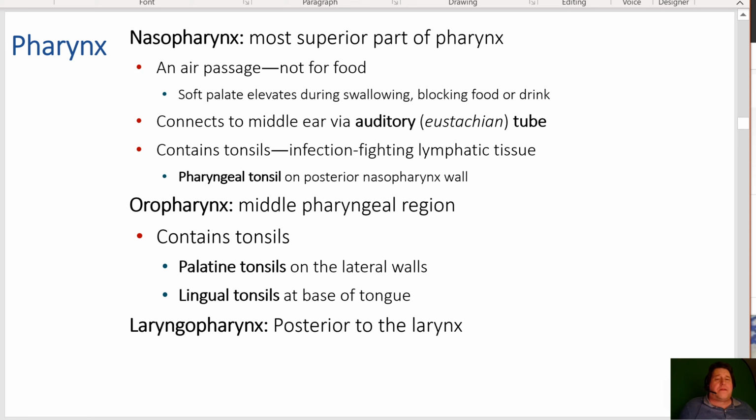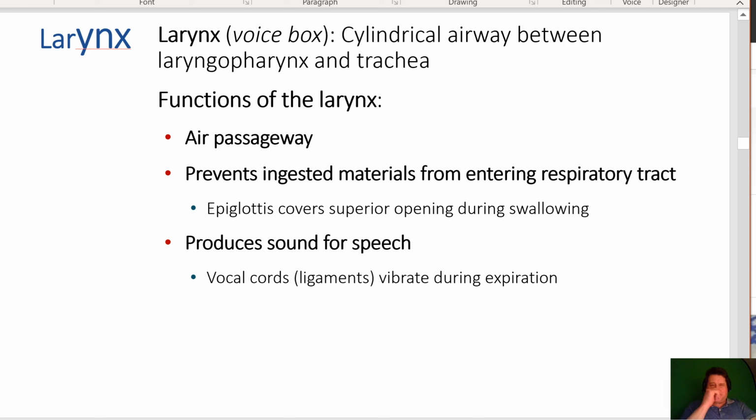So the nasopharynx is behind the nasal cavity, not for food, for air. It also connects to the eustachian auditory tube. Here you find some of the tonsils, the pharyngeal tonsils. In the oropharynx, we find the other tonsils, the palatine and the lingual tonsils. And the laryngopharynx, no tonsils, posterior to the larynx.